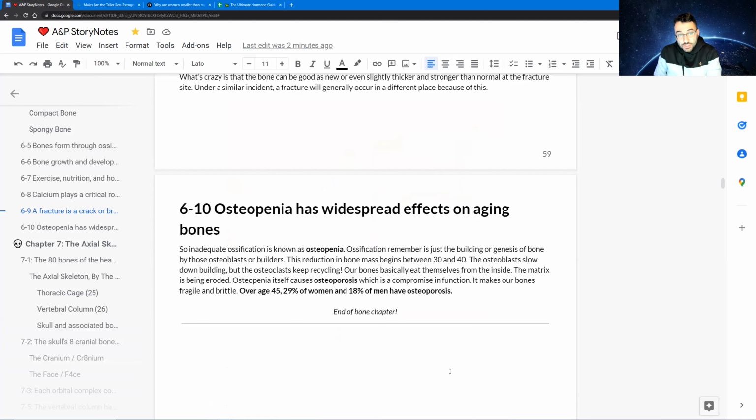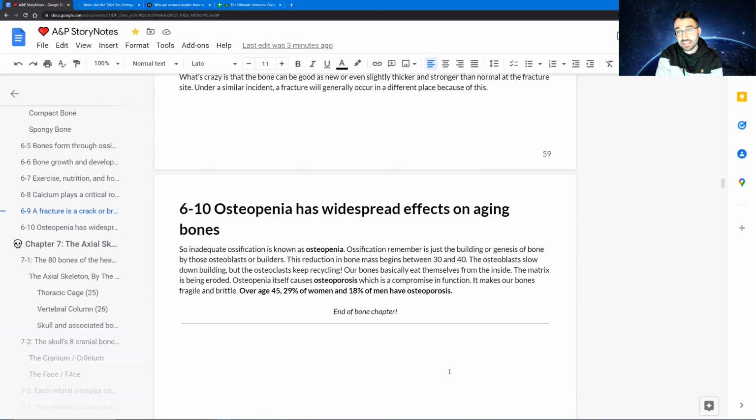Last little section here, osteopenia. So inadequate ossification or bone building is known as osteopenia. This reduction of bone mass begins between 30 and 40. Hey, I'm 32, I'm losing bone mass, wonderful. The bone builders, osteoblasts, slow down that they're building, but the osteoclasts keep recycling. Well, that's good. But basically what's happening is, oh, it's not good actually, because we're not building, but we're throwing away. So our bones are basically eating themselves from the inside. That's horrifying. The matrix is being eroded.